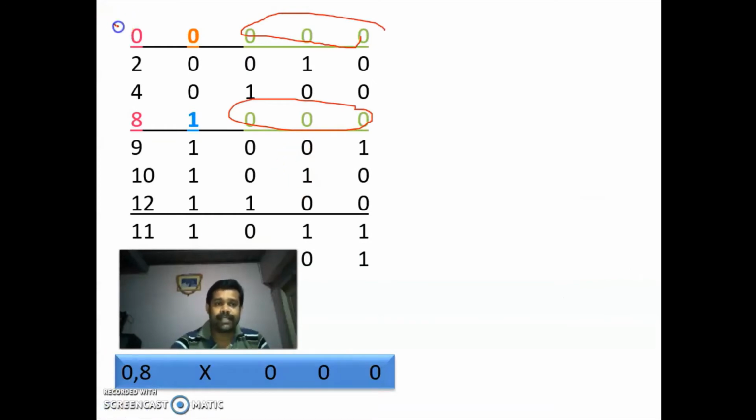Now we have compared 0 with 2, 0 with 4, and 0 with 8. So, we have compared the 0 with all the numbers below this 0. The next step is we have to compare 2 with 9, 2 with 10, 2 with 12, then 4 with 9, 4 with 10, 4 with 12. Similarly, next we have to compare 8 with 9, 8 with 10, and 8 with 12.